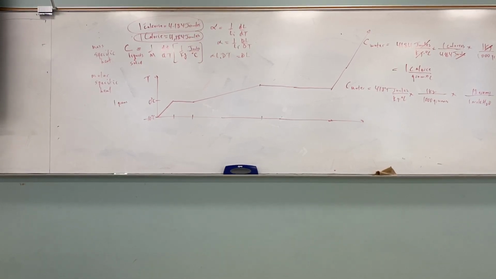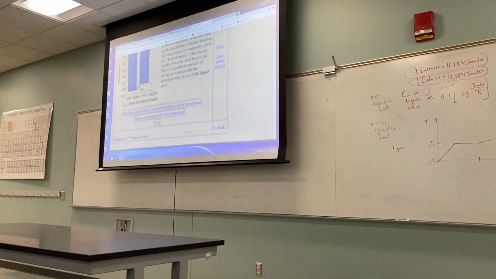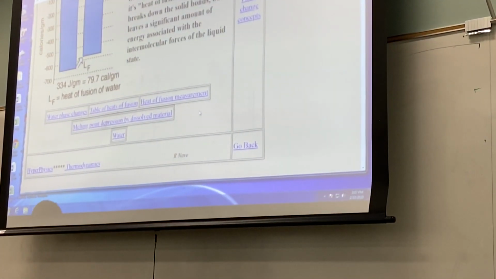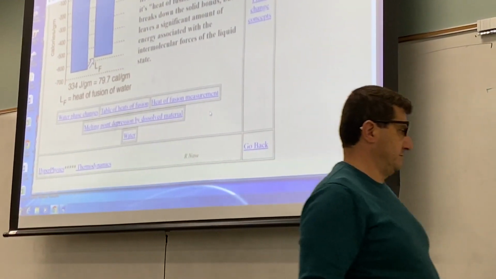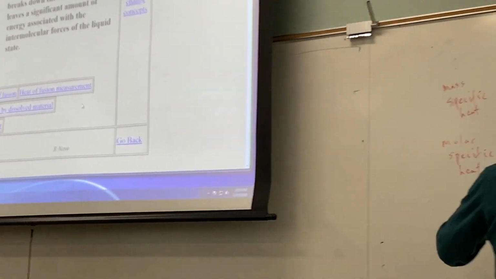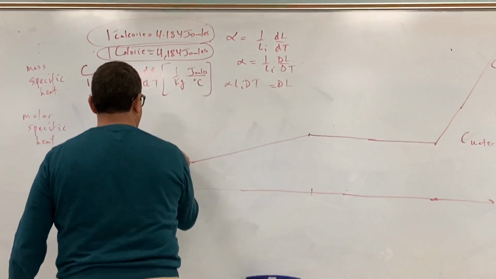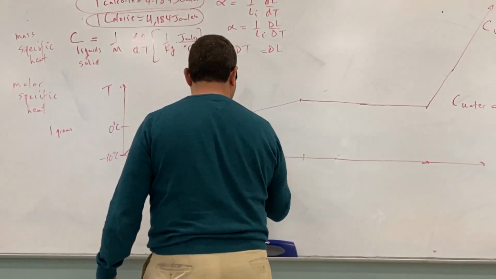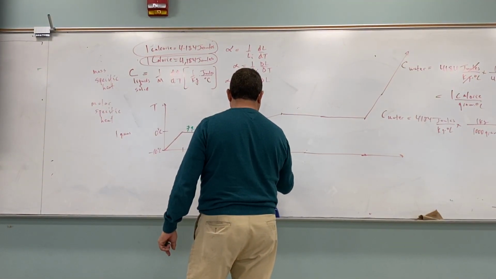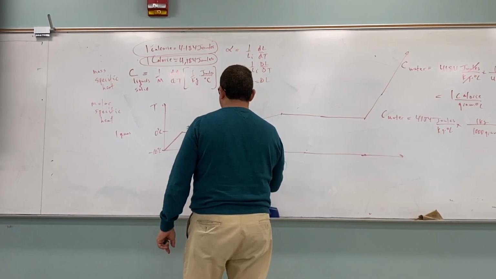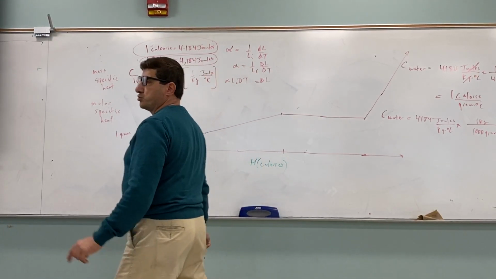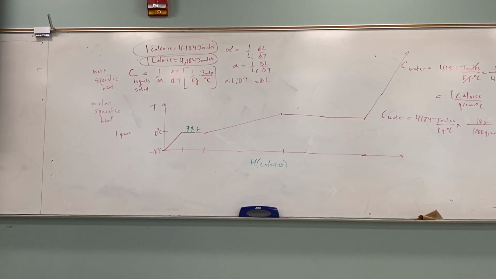Okay, so what is the heat of fusion of water? 79.7 calories per gram. So that means if we had 1 gram of water, it would take 79.7 calories here if this was in units of heat, in units of calories. 79.7 calories to melt 1 gram of ice. And then how about the vaporization?